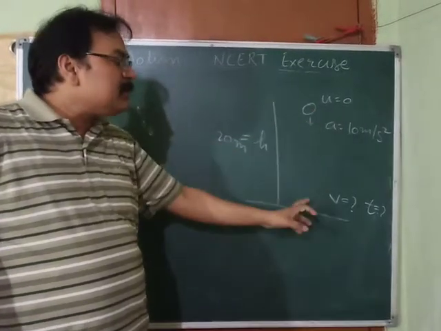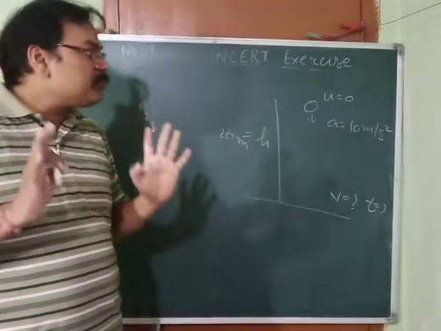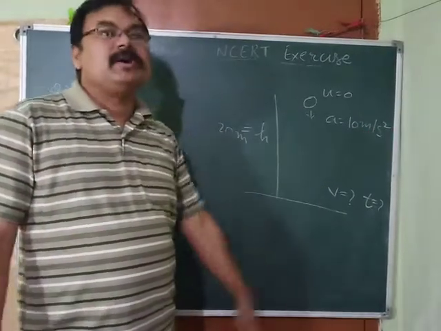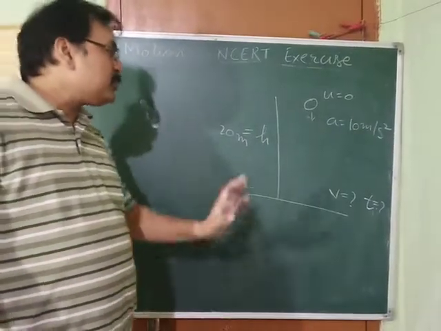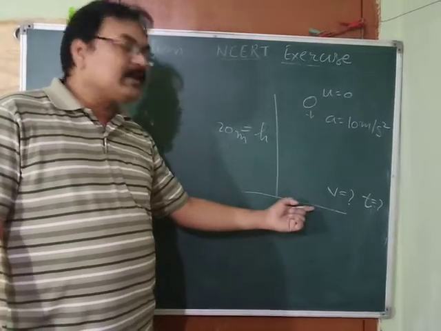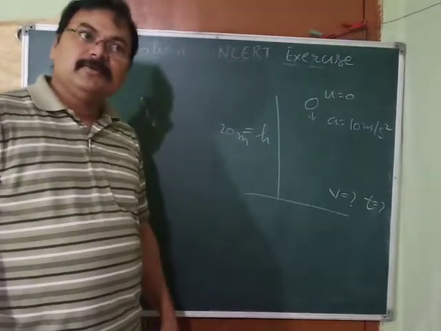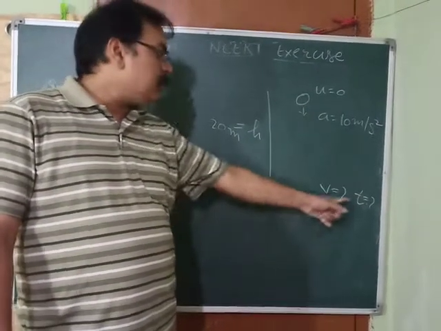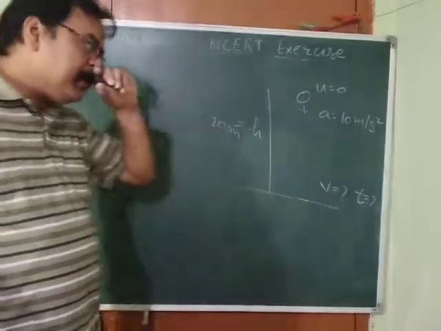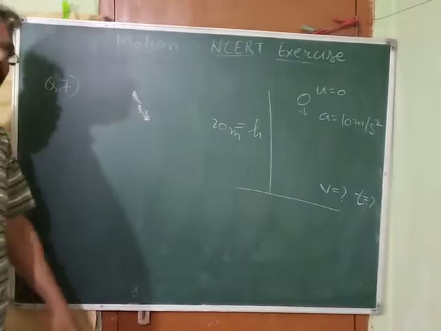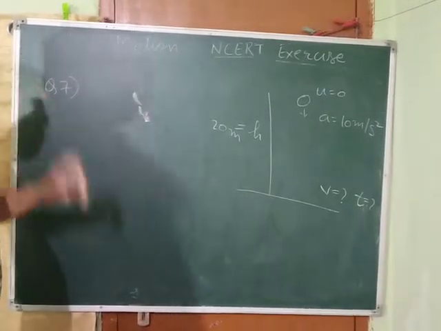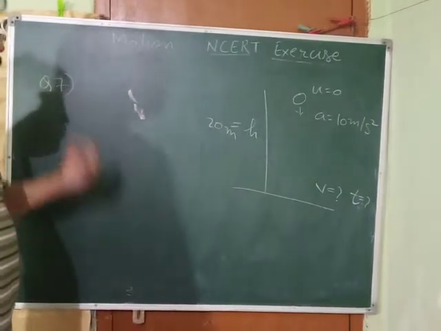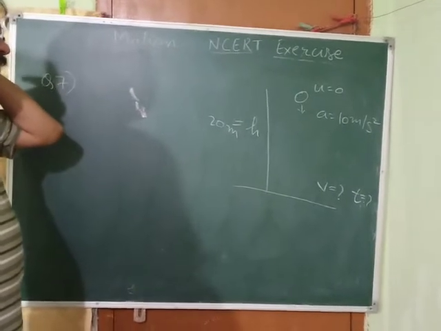And with what acceleration is it going to fall? It is stated in the question that it falls with a constant acceleration of 10 meter per second square. Now the question is, when it strikes the ground, what will be its final velocity? That is the first part. Second part, how much time will it take to hit the ground? So time and final velocity we have to find out. In order to find the final velocity, which formula can we use? Just let's think.